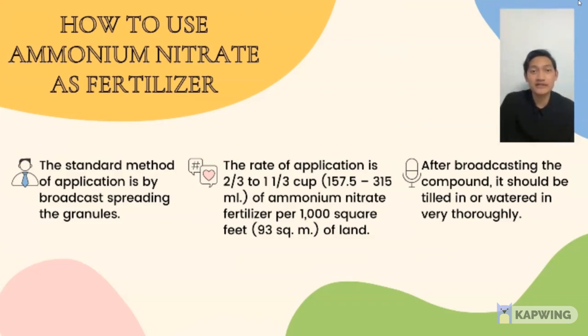The rate of application is 157.5 to 315 ml of ammonium nitrate fertilizer per 1000 square feet of land. After broadcasting the compound, it should be tilled in or watered in very thoroughly. The nitrogen will move quickly through the soil to the roots of the plant for rapid uptake.